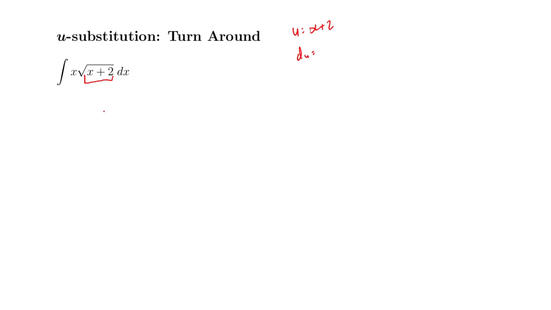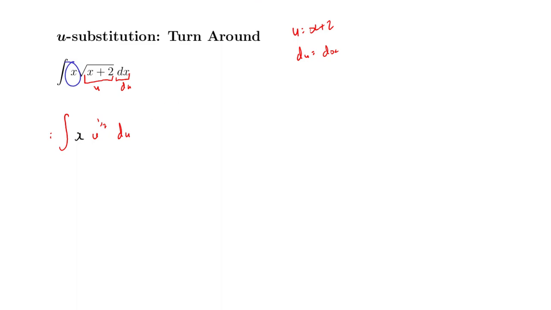And that means that du, if this is u, du is just the derivative of x plus 2 times dx. So that's 1 times dx. So I'll just call it dx. So that means this right here is du. And you'll notice, oh no, this little x is lonely all by itself. If we go ahead and do our substitution, you'll notice we have this x here, and then we have u to the half, our square root of u, du.